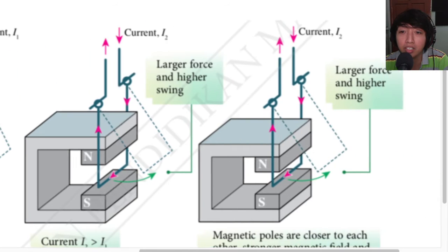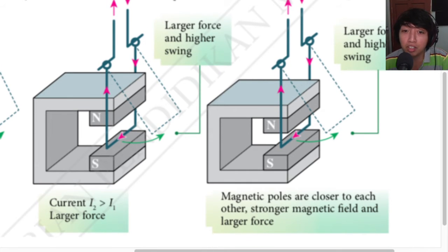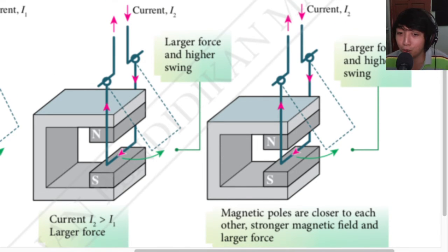Another thing is, you increase the magnetic field. What we did here is put the two magnetic poles closer to each other to increase the magnetic field strength, and it swings out even further away. So basically those two things, more magnets, more electricity equals more power.